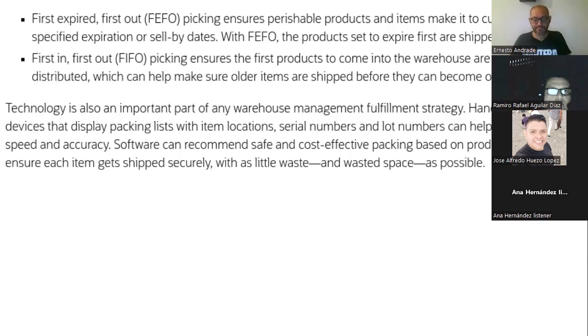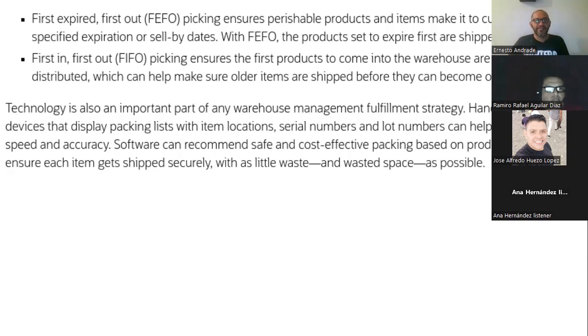So these are also strategies about that. So first expire, first out, FEFO, is a method or the strategy that we use for perishable products. So products that we cannot wait, right? We need to move this product very fast, right? Teacher, this is the accountability system. Exactly. Primeras entradas, primeras salidas. Ese es el siguiente, FIFO. Okay.